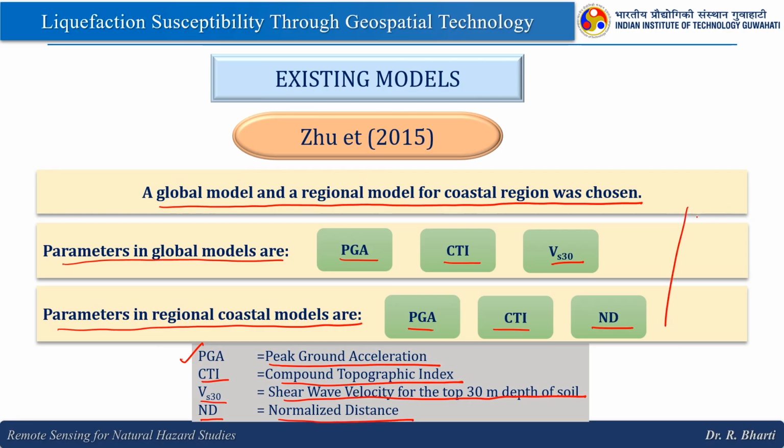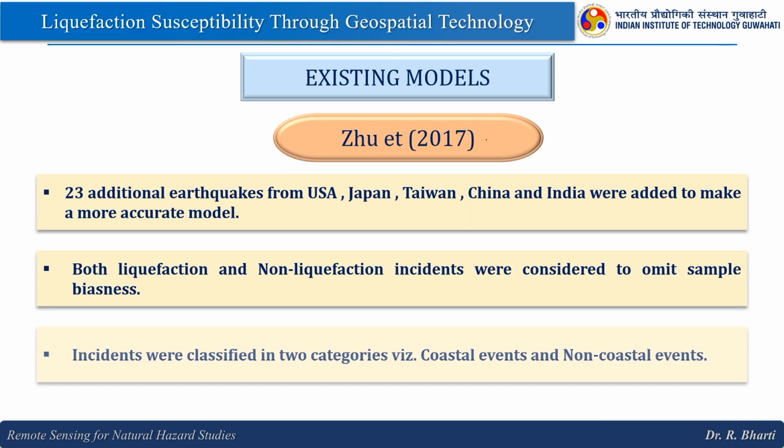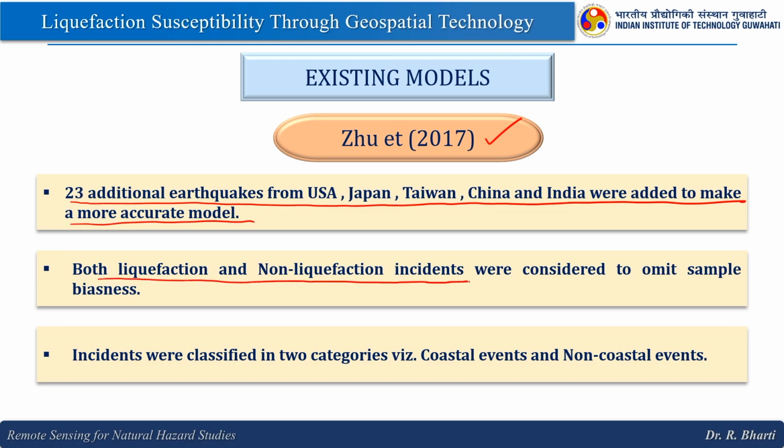So, these were utilized to develop the regional and the global models, and they then came up with this 2017 model. So, 23 additional earthquakes from USA, Japan, Taiwan, China and India were added to make the model more accurate. Both liquefied and non-liquefied incidences were considered to omit sample bias. So, this is what they have done. They have improved the database and then they improved the prediction.